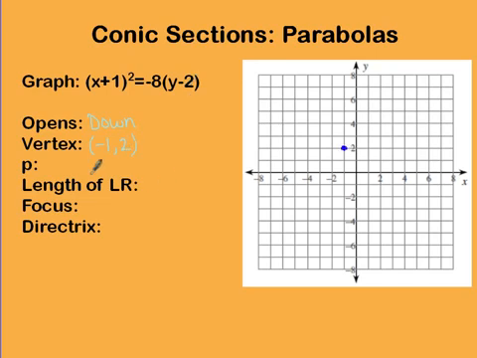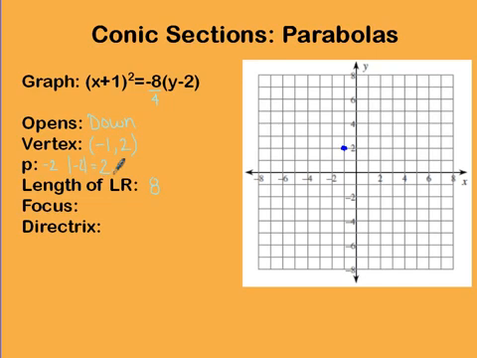Next, we have p. We're going to skip that for now, and we're going to go right down to the length of the latus rectum. The length of the latus rectum, remember, goes through the focus and it connects 2 points on your parabola. The latus rectum length is always the absolute value of this number, so in this case, it's going to be 8. And if you remember from our standard form equations, the latus rectum was always 4 times what p was. So to find p, take this number and divide it by 4. p is equal to negative 2. We're going to be using that as a distance, so we're always going to want to use the absolute value of negative 2, which is just 2.